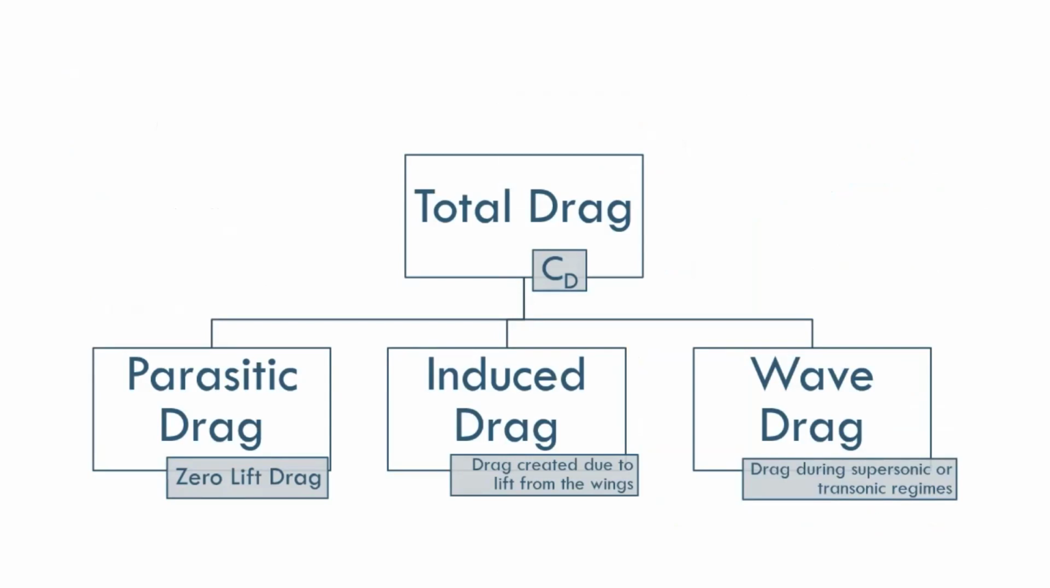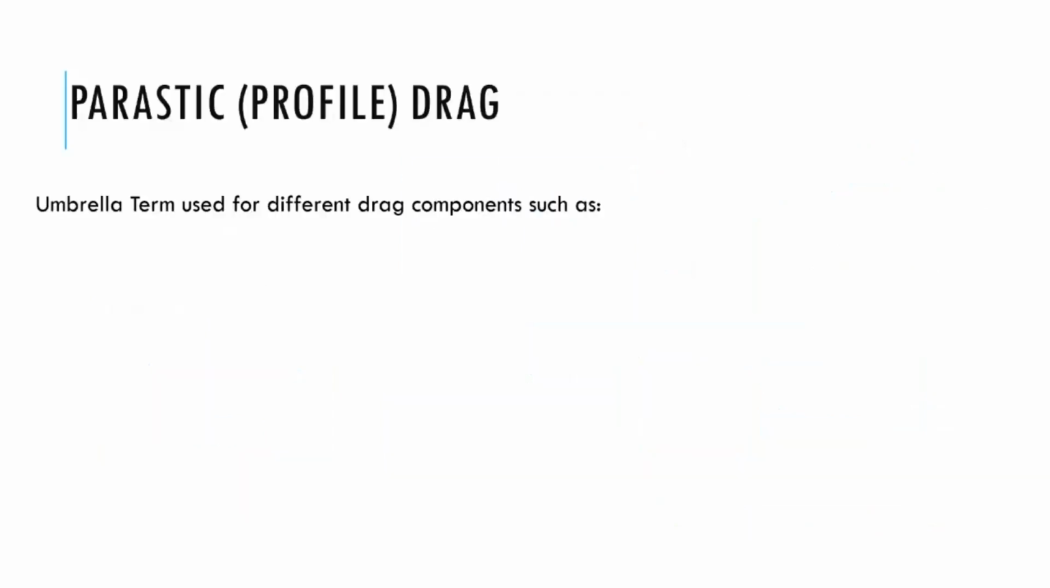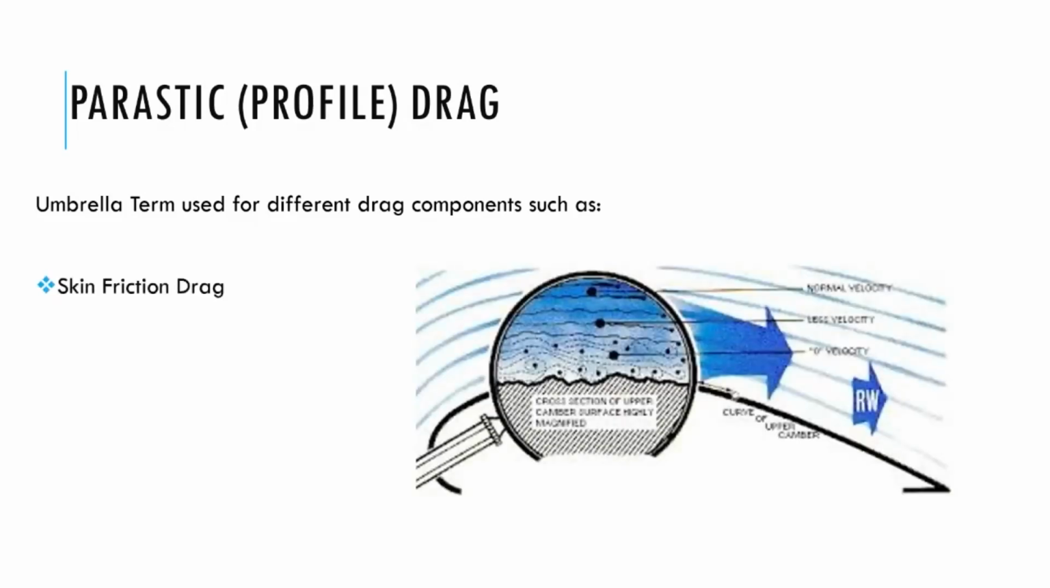In your case, wave drag will not be there because the aircraft is flying subsonic, but you will have parasitic drag and induced drag. What is parasitic drag, also called profile drag? It is an umbrella term which is used to define 3 drag components. First of them is called the skin friction drag, which occurs because of the friction between the ambient air and the body. So this depends upon the typical skin roughness and the extent or area over which the air is going to flow. Okay, so surface area and the skin roughness.